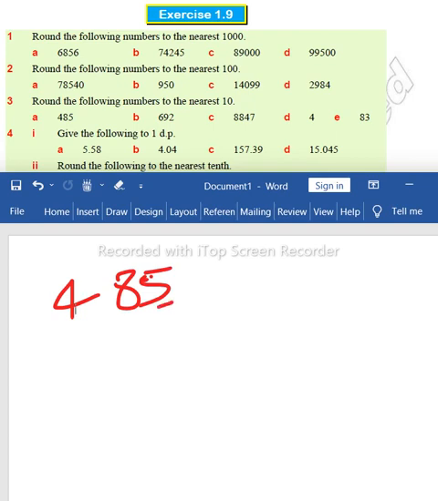As we see, this is 5, this is 10, and this is 100, this is 1000. So the question is nearest to 10, so we look at 5. 5 is greater than or equal to 5, so we will write this number like this: 490, sorry, 490. This is the final answer for this question.